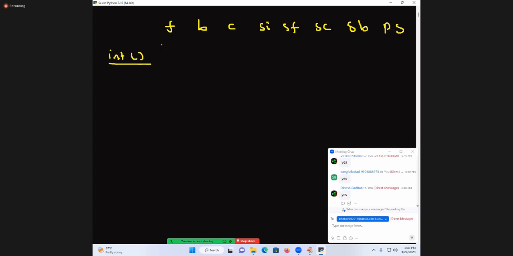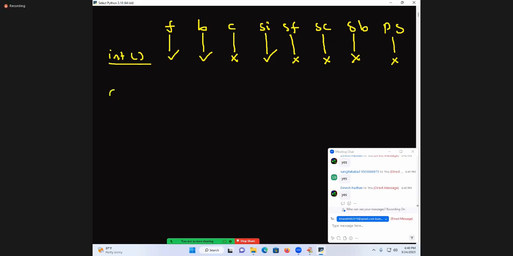Come on, int function. Can it be converted? Yes. Can it be converted? No. Can it be converted? Yes. Can it be converted? No. Can it be converted? No. Can it be converted? No. Did you understand this? This is most important in coding.